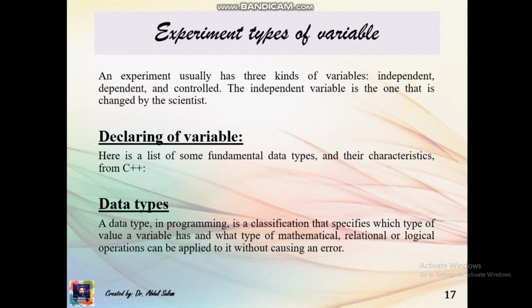Data types. What is a data type? A data type in programming is a classification that specifies which type of value a variable has and what type of mathematical, relational or logical operations can be applied to it without causing an error.